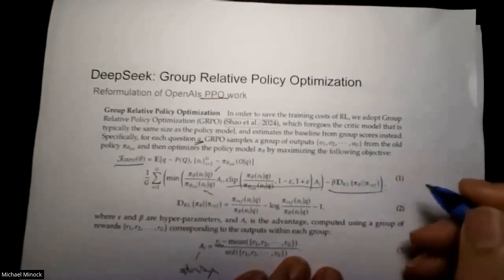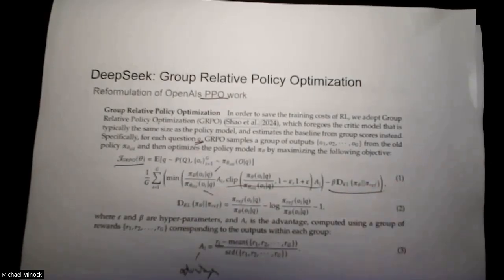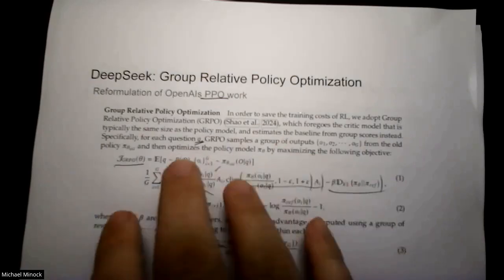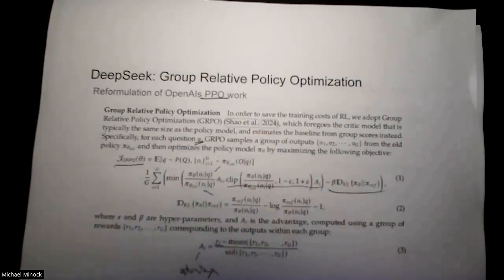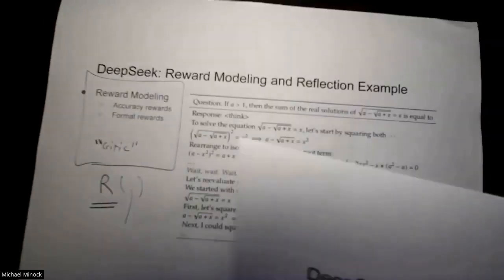And then this KL divergence term is the same kind of thing. You don't want to just reward hack it. You don't want to destroy everything. So basically, all this together, if you study it, is what guides the reinforcement learning. Okay, so I hope that was at least somewhat clear.